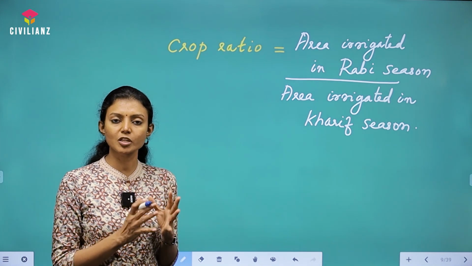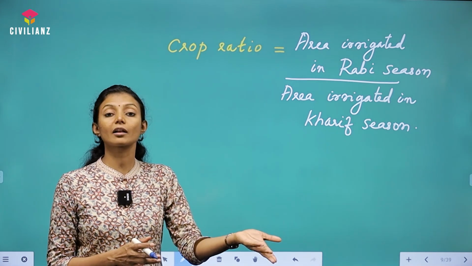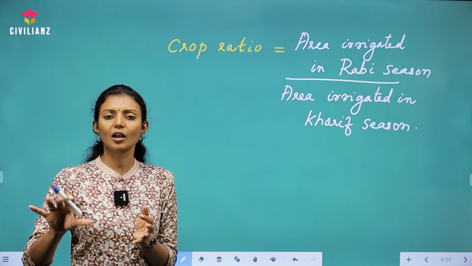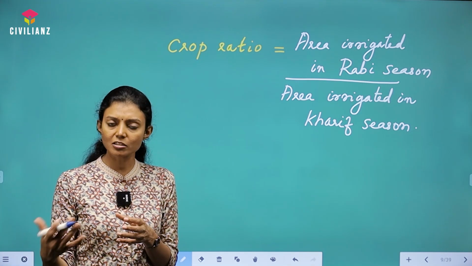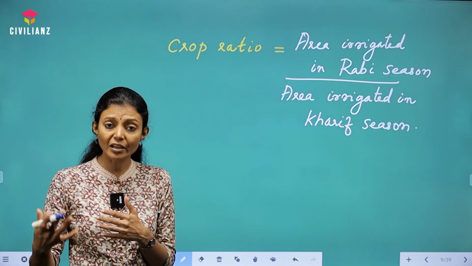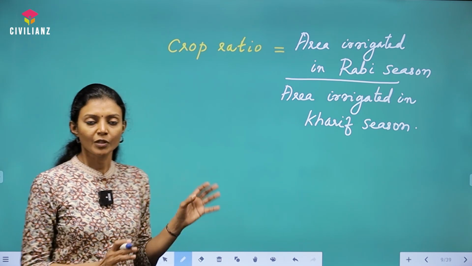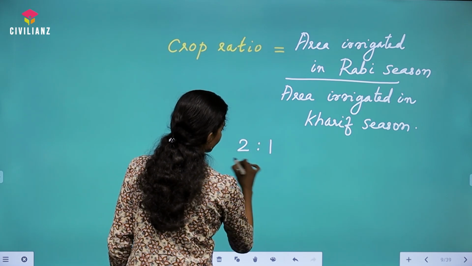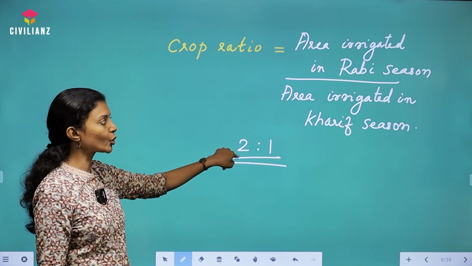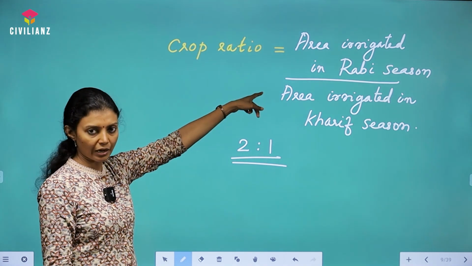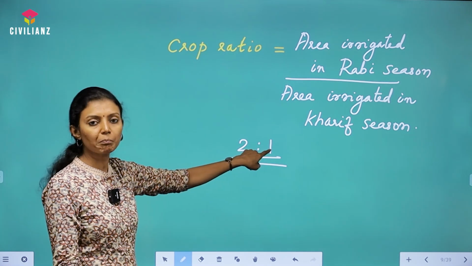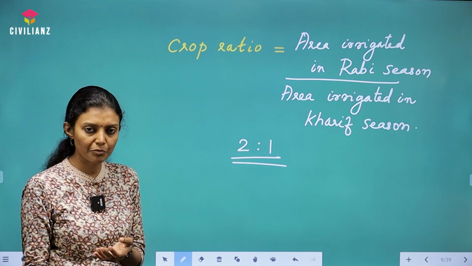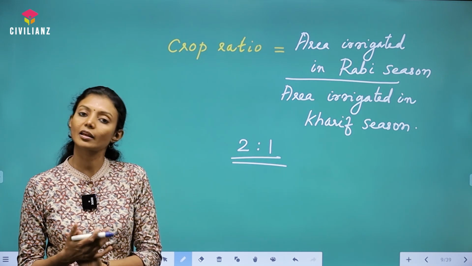So using this 50 cubics of water, you may be irrigating 100 hectares of land in Rabi. But with the same amount of water, you can only irrigate around 50 hectares in a Kharif field. That is because the Kharif crops require more water, twice to thrice the water of a Rabi crop. So the approximate crop ratio will be 2:1. That is, if you can irrigate 2 units of land in a Rabi field, you can only irrigate 1 part of the area in the Kharif season. So crop ratio is the area irrigated in Rabi season divided by the area irrigated in Kharif season.